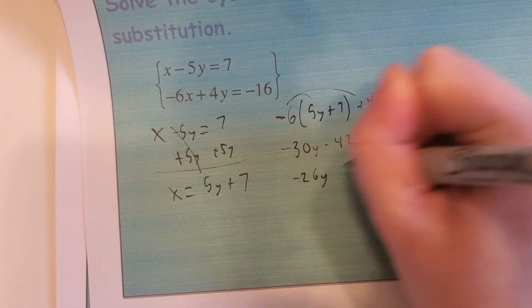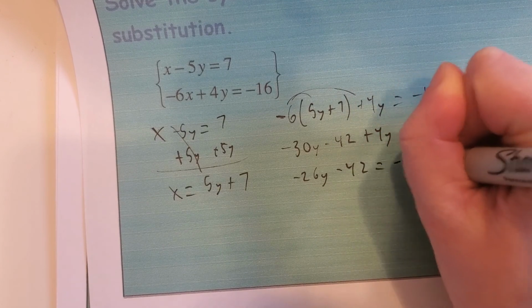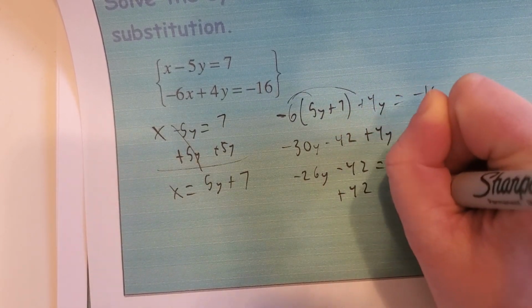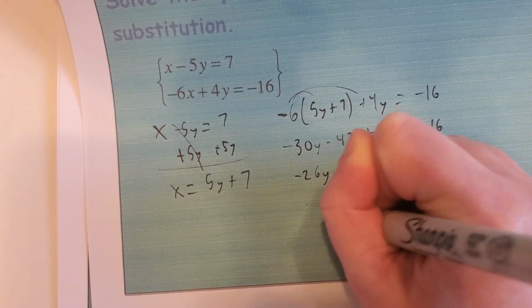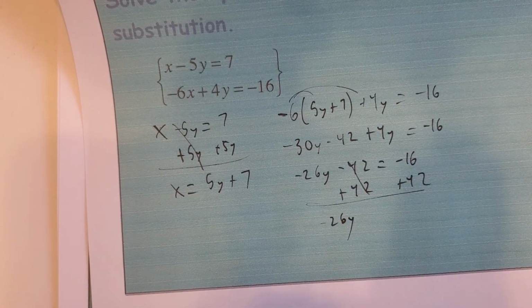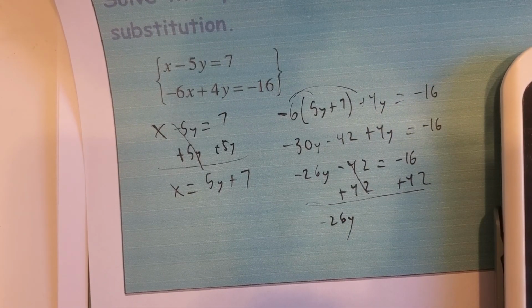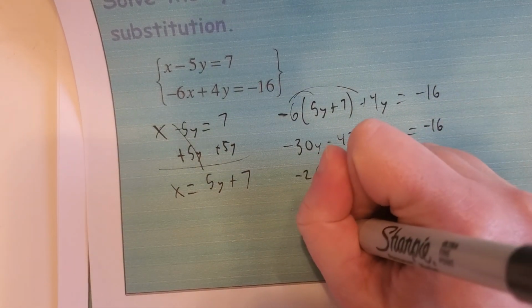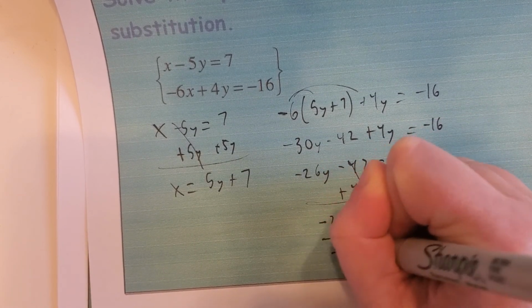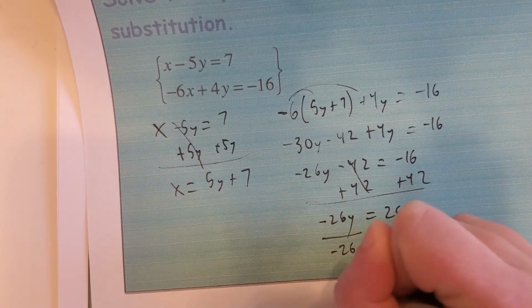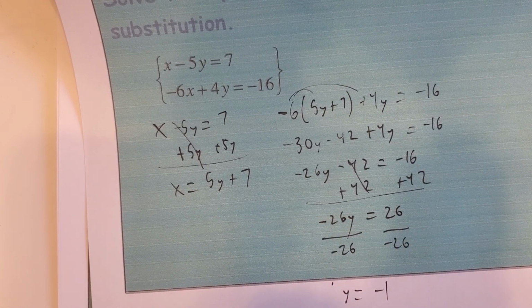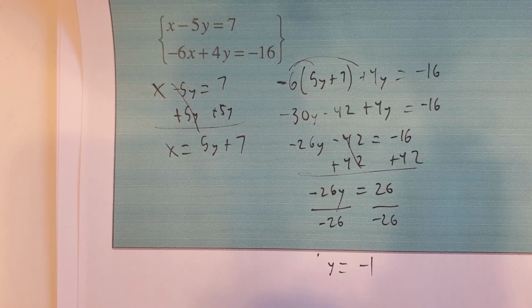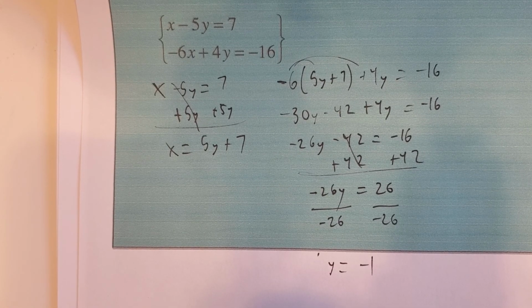This is negative 26y minus 42 is equal to negative 16, so add 42 to both sides. So negative 26y is equal to 26. When we divide both sides by negative 26, y is equal to negative 1. But as I was saying before, you need two parts to your answer. You need a y and you need an x. Just because you have the y doesn't mean you're done with the problem.